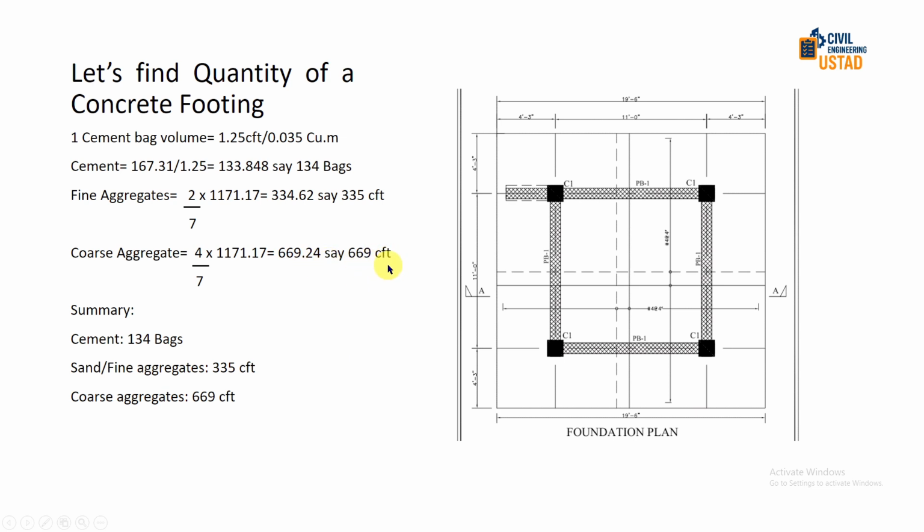So the summary of our required material is 134 bags of cement, 335 cubic feet of fine aggregate and 669 cubic feet of coarse aggregate. We will need these quantities to make this size of footing.